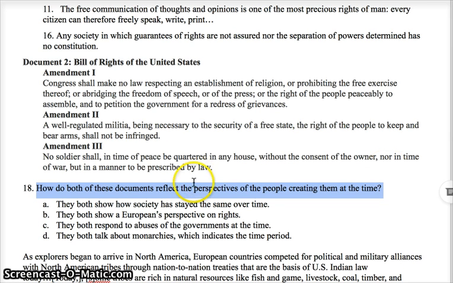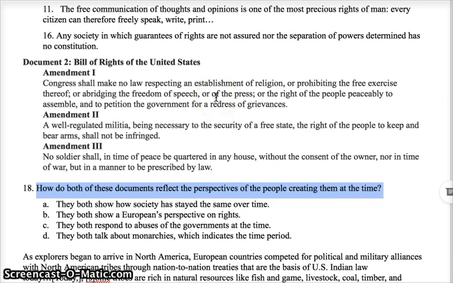Amendment 1 says Congress shall make no law respecting an establishment of religion or prohibiting, which means stopping, the free exercise of religion, or abridging the freedom of speech or of the press. So this is talking about freedom of religion and freedom of speech. So again, freedom of these things.